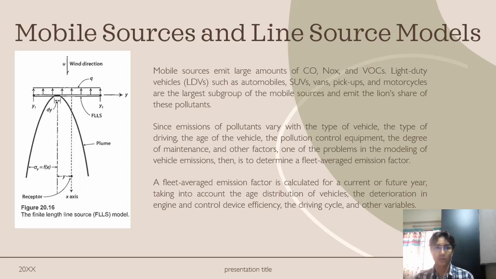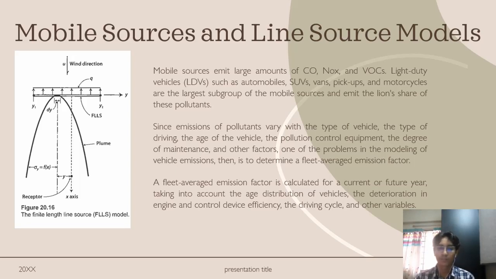Mobile sources emit large amounts of CO, NOx, and VOCs. Light-duty vehicles such as automobiles, SUVs, vans, pickups, and motorcycles are the largest subgroup of the mobile sources and emit the lion's share of these pollutants. Since emissions of pollutants vary with the type of vehicle, the type of driving, the age of the vehicle, the pollution control equipment, the degree of maintenance, and other factors, one of the problems in the modeling of vehicle emission then is to determine a fleet average emission factor.